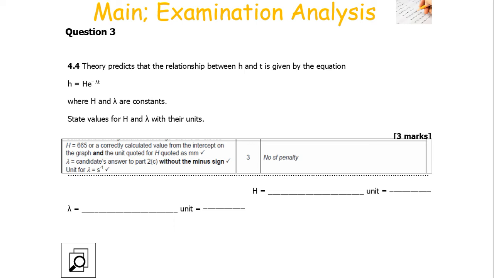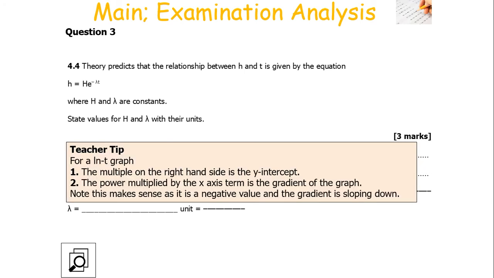Now you might think to yourself, where on earth have those numbers come from? How have you derived those numbers? Well, it's very important that for a natural log against time graph, the multiple on the right hand side of your exponential equation, in this example big H, is the y-intercept. So that 665 was the y-intercept of our log h against t graph. Now it's going to have the same units as the y-axis, which was millimeters.